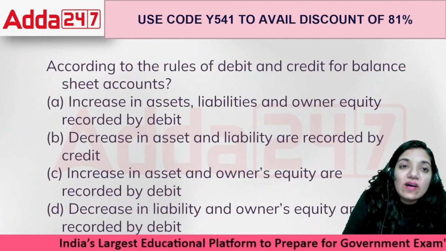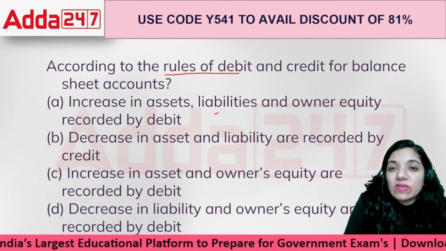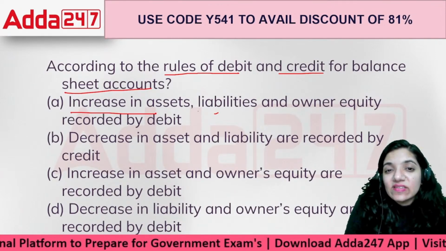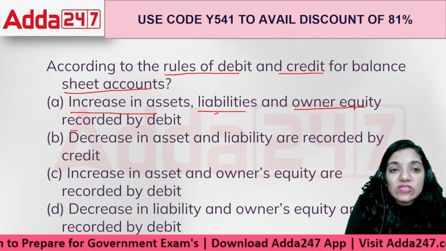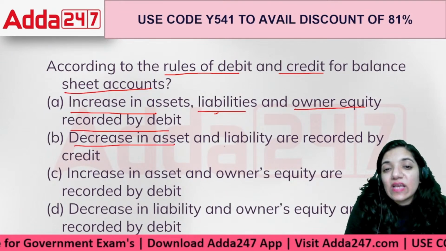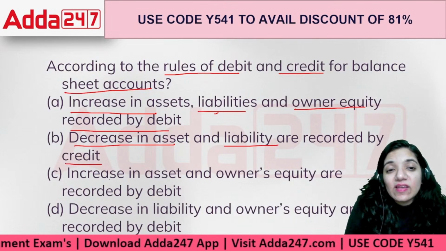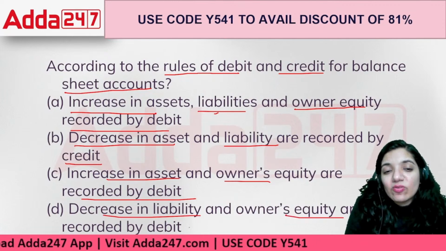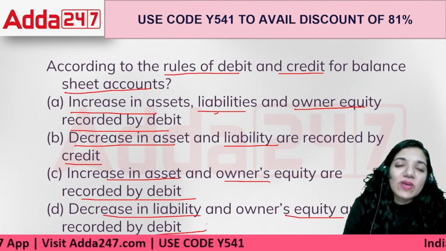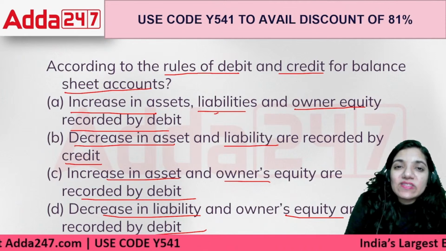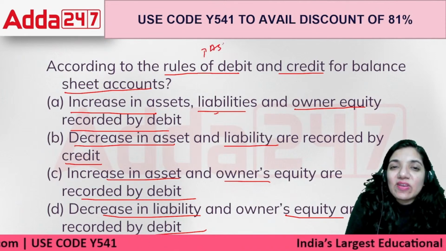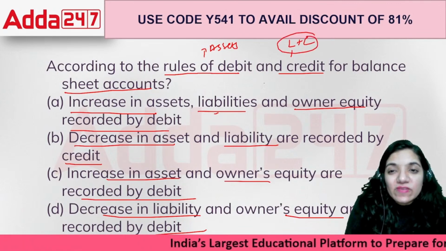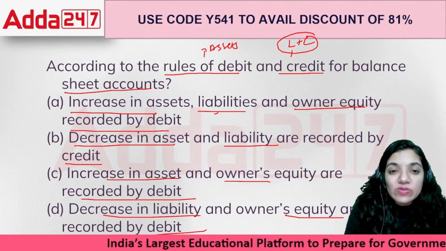Next point: according to the rules of debit and credit for the balance sheet accounts, increase in assets, liabilities, and owner's equity are recorded by debit; decrease in asset and liability are recorded by credit; increase in asset or owner's equity are recorded in the debit; decrease in liability and owner's equity are recorded by the debit. Always remember, on the debit side we always have the assets, while on the credit side we always have the liabilities and the capital.